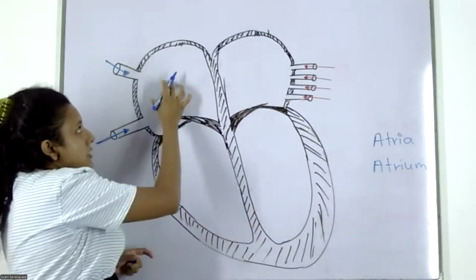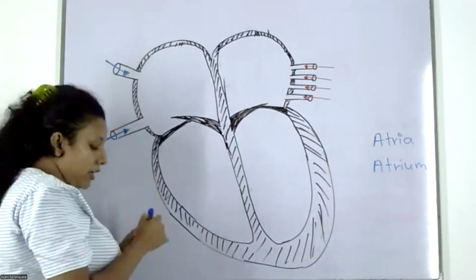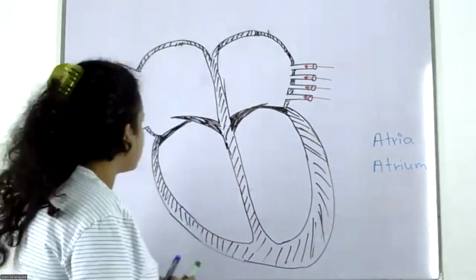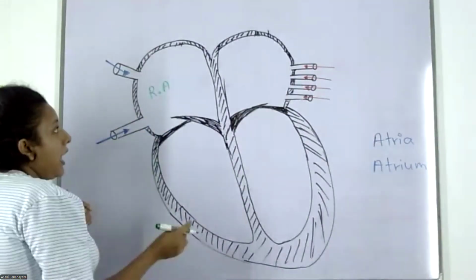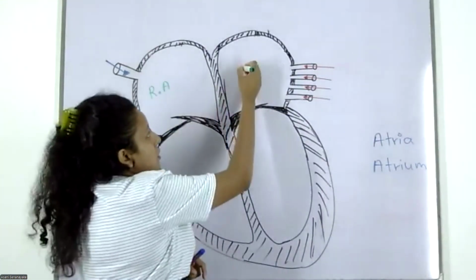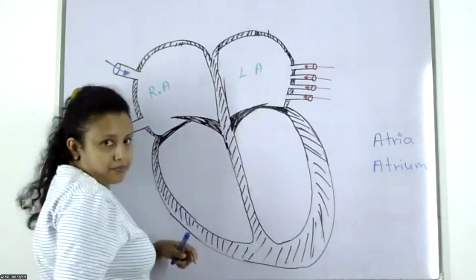Because of this, this side we call right atrium. I don't label much here. Since we call that right atrium. And this is the left side, so this we call left atrium.